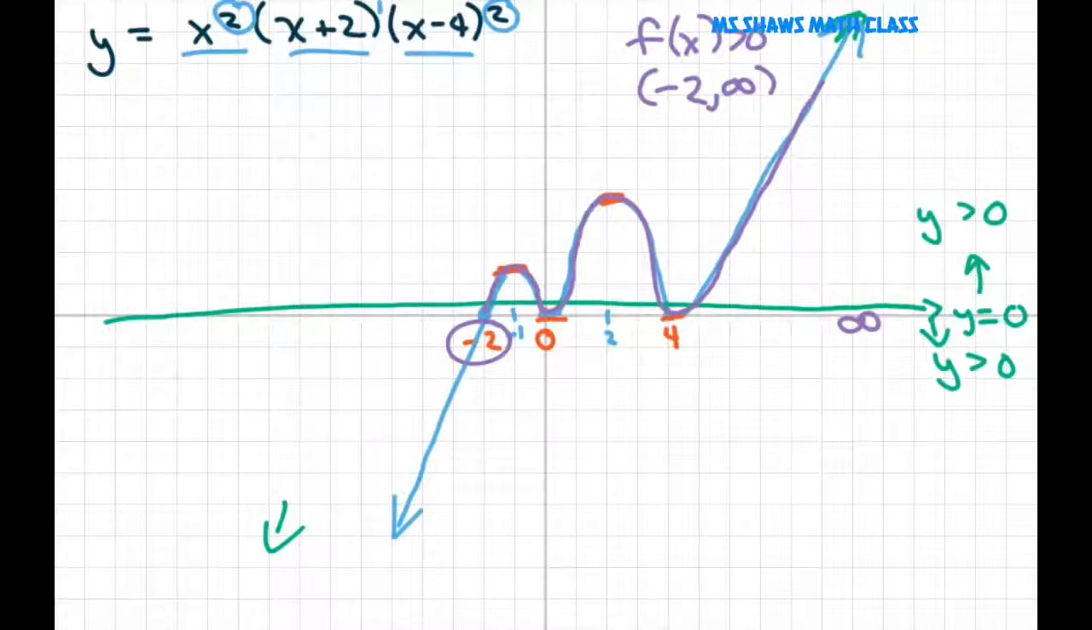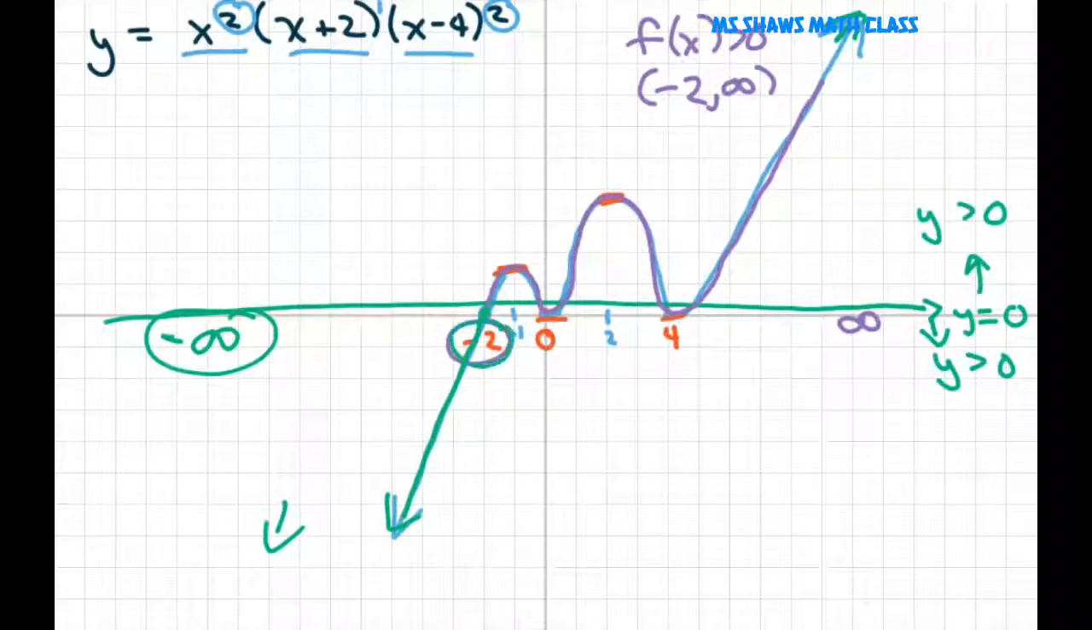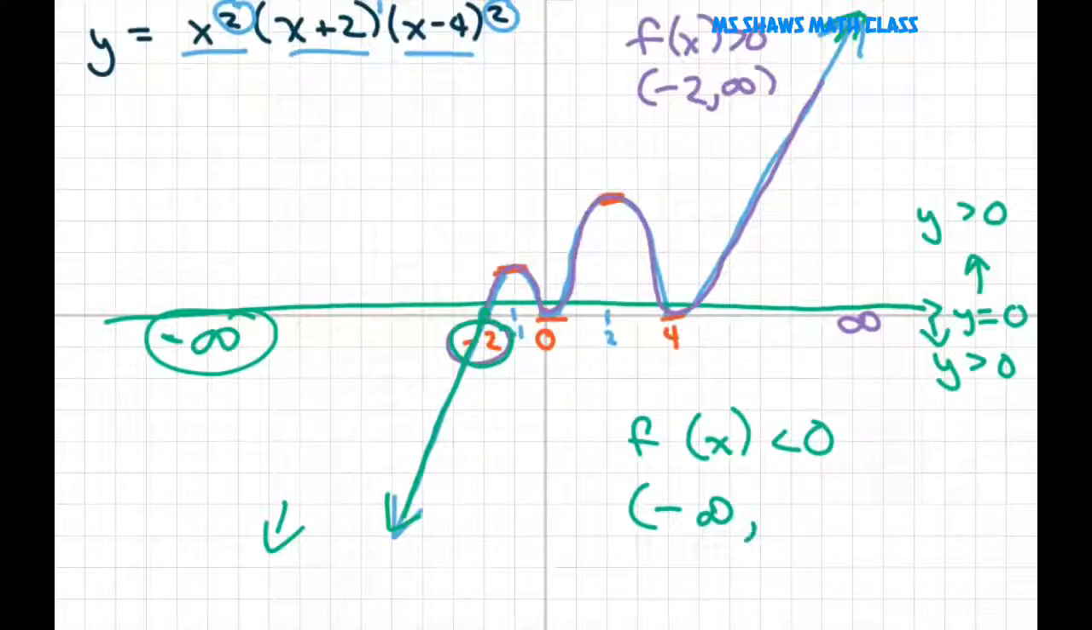And where is our graph negative? Our graph is negative only in this portion here, which would be negative infinity to -2. So f of x is negative from negative infinity to -2.